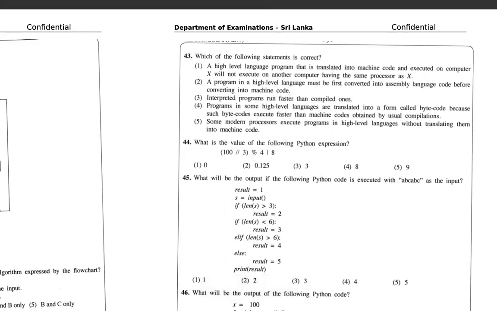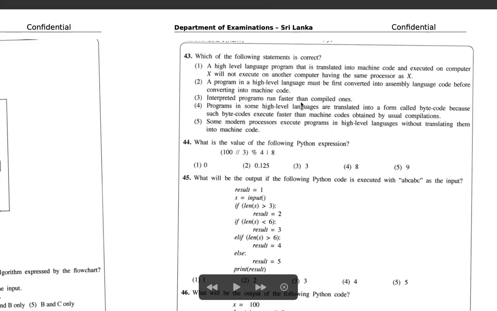It's already compiled into machine code. Same processor is there, I mean same architecture, it will execute. So this is wrong, it will. A program in high level language must be first converted to assembly language code before being converted to machine code. Not always, but better. Not always, partially correct.